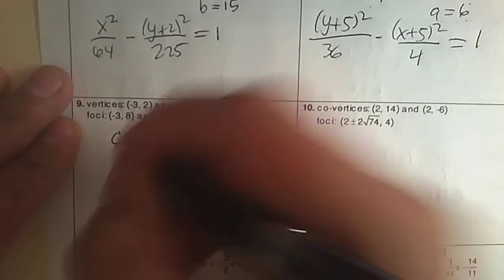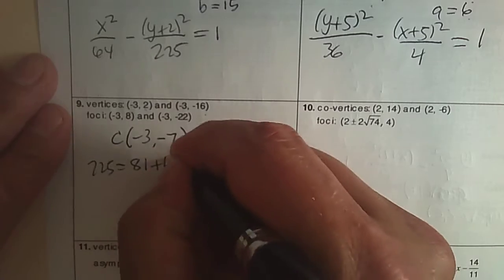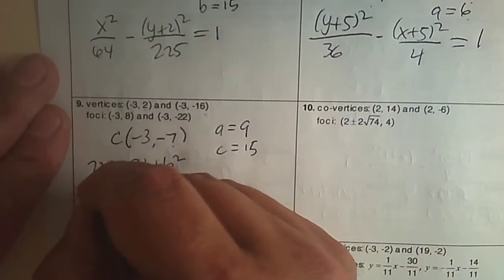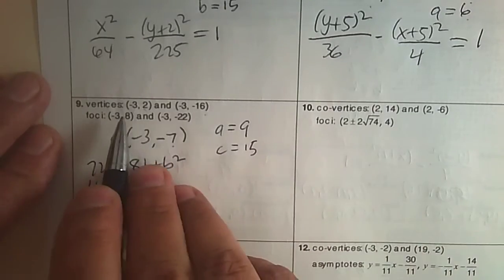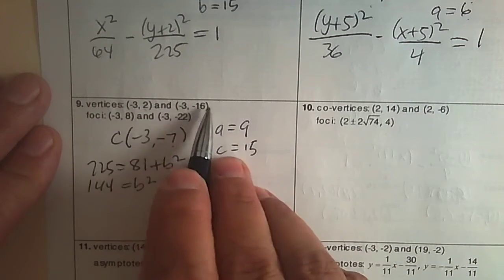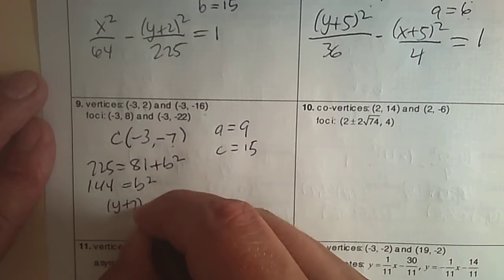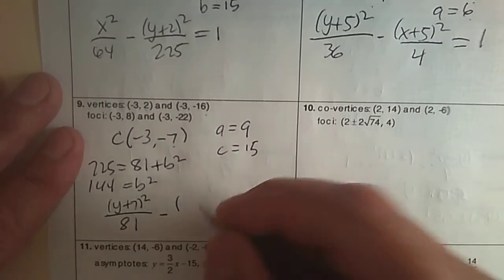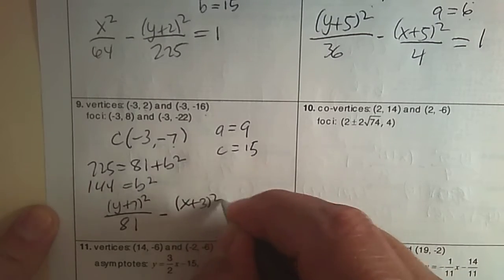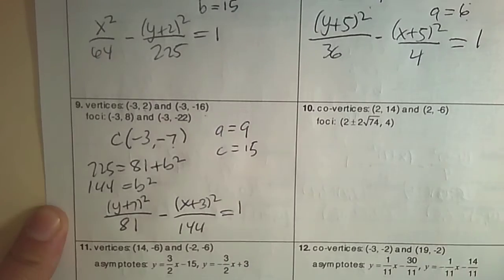So 15 squared is equal to A squared plus B squared to find B. Subtract 81 and you get 144. Now I have everything I need. So the main vertices, the y changed. The y needs to start first. So it's y plus 7 squared, and a, that's 81, subtract. Now the x plus 3 squared. And now the b squared, which is 144, and that's equal to 1.